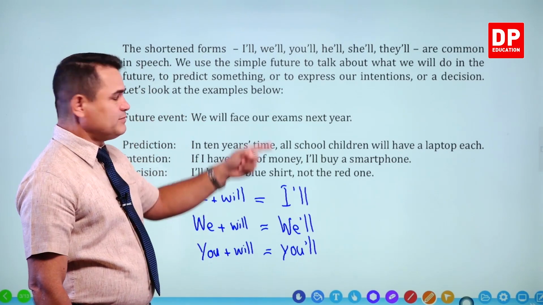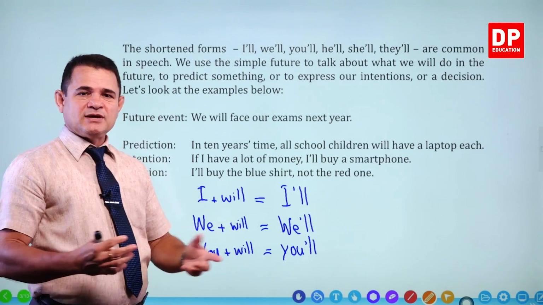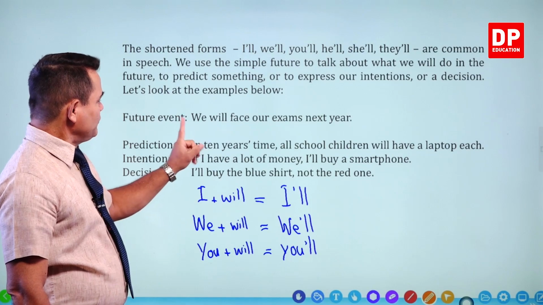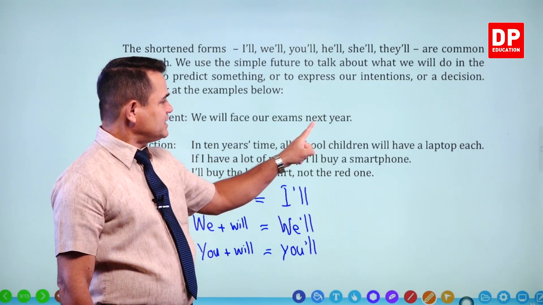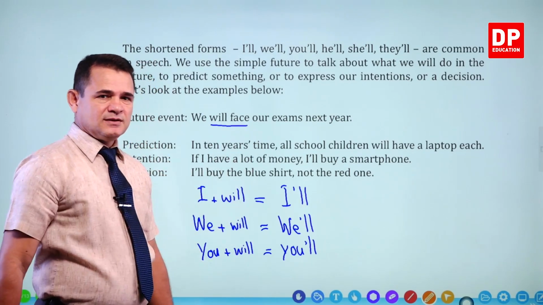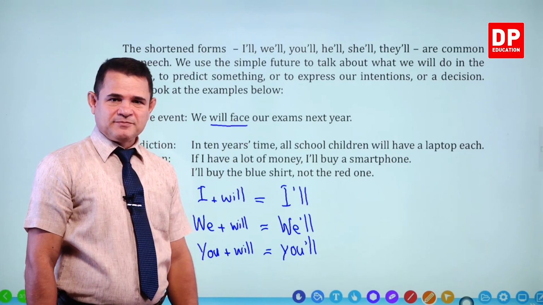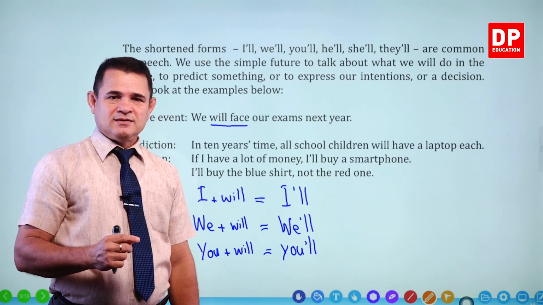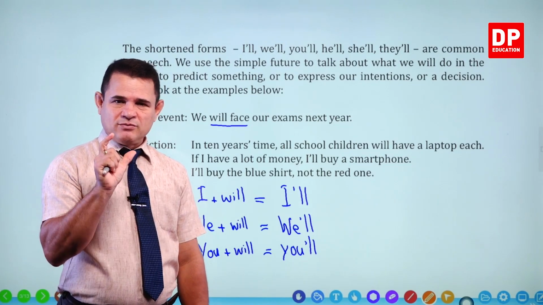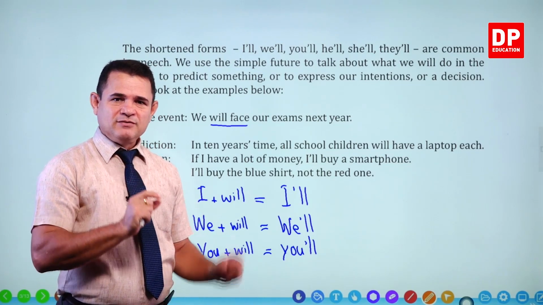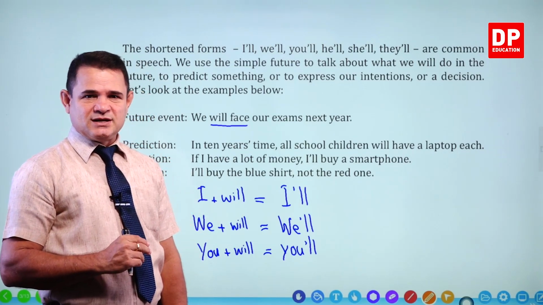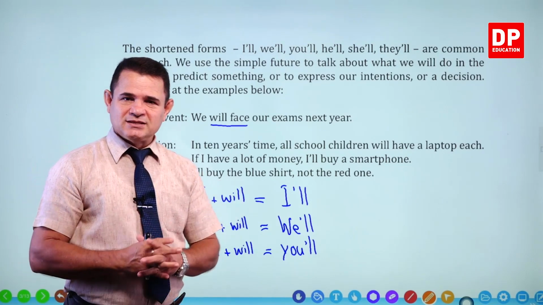Let's look at the examples below. අපි බලමු මේ වගේ උදාහරණ කිහිපයක්. Future event. We will face our exams next year. We will face. මෙතන face කියන්නේ මුහුණ නෙමෙයි. මුහුණ දෙනවා. Right? එතකොට face කියනවා මුහුණටත්. මුහුණ කිව්වම that's a noun. මෙතන face කියන එක verb එකක්. එතකොට noun එක ඒකම verb එකක් විදිහට use කරලා තිනවා. So there you can learn these things also.